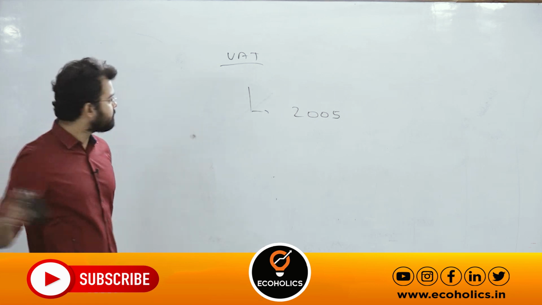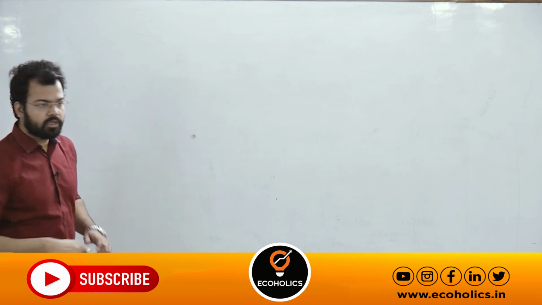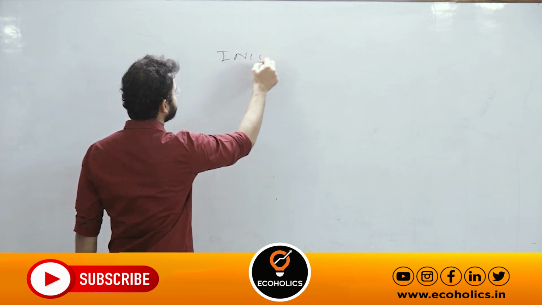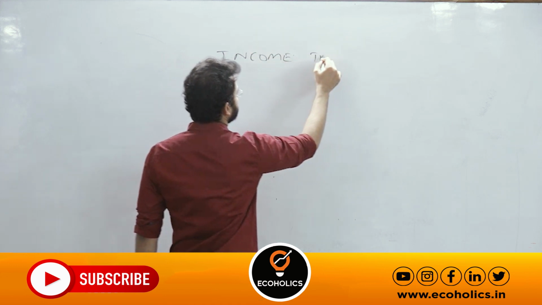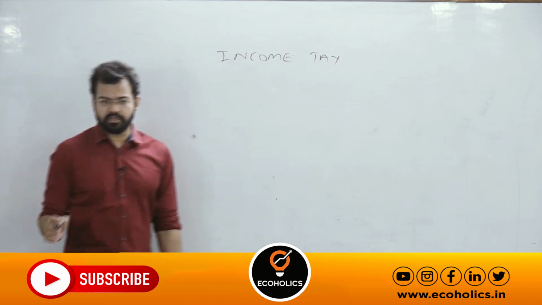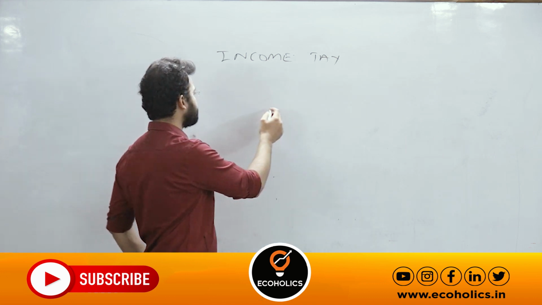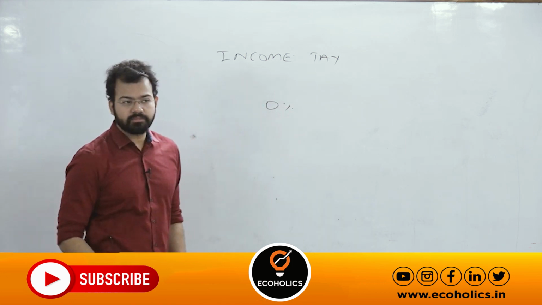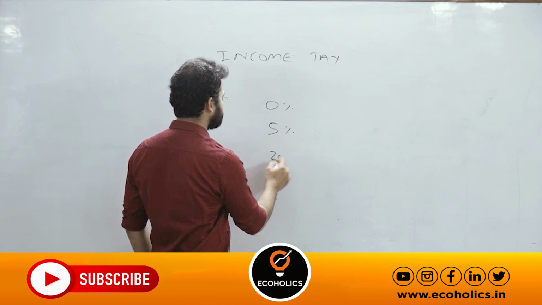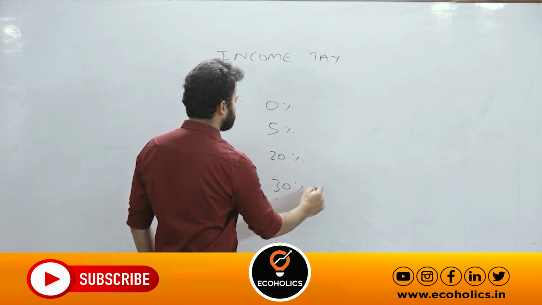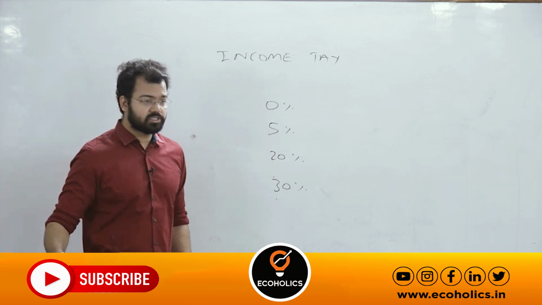Next one is your income tax. I'll not explain income tax in detail because you must have enough idea about income tax. We have different types of slabs here. Like for example, 0% tax exemption. Then we have 5%, then 20% and 30% plus. 30% plus means cess on the super rich.